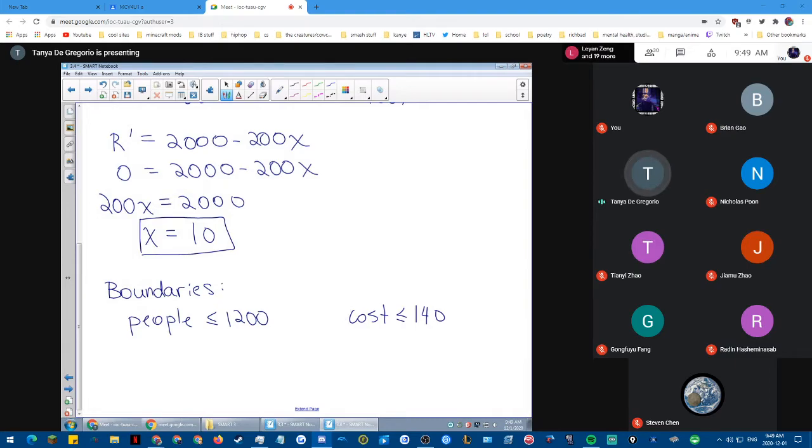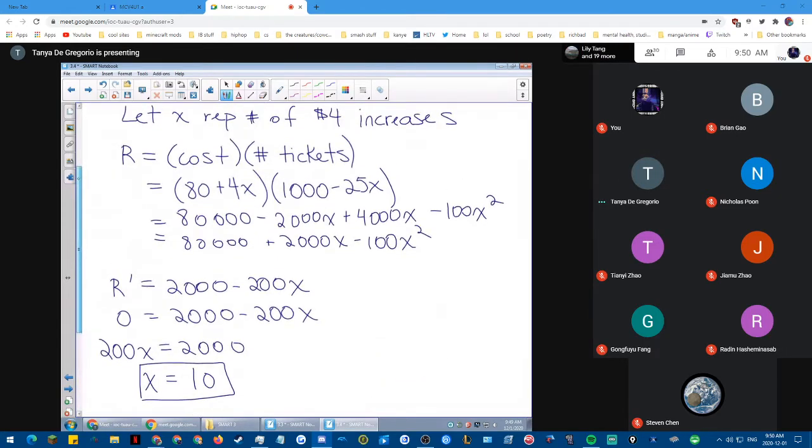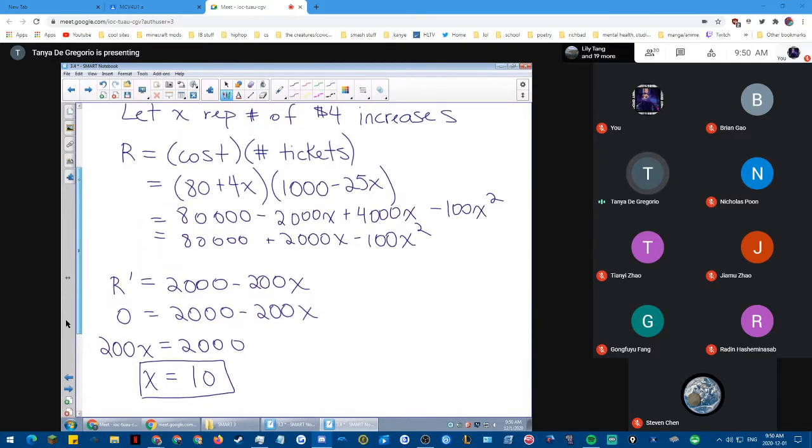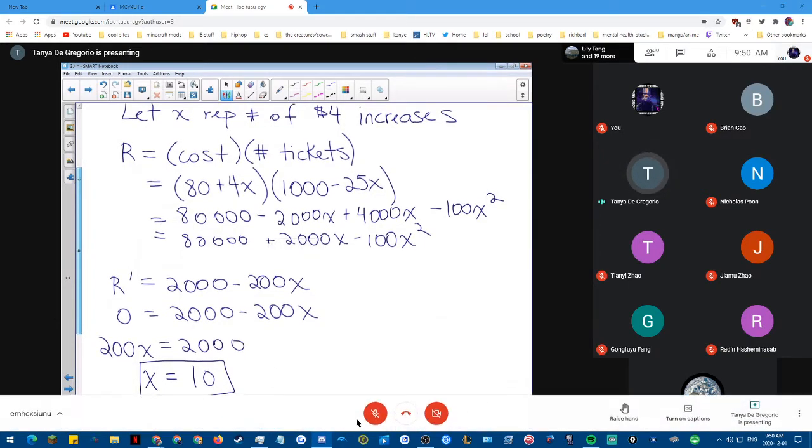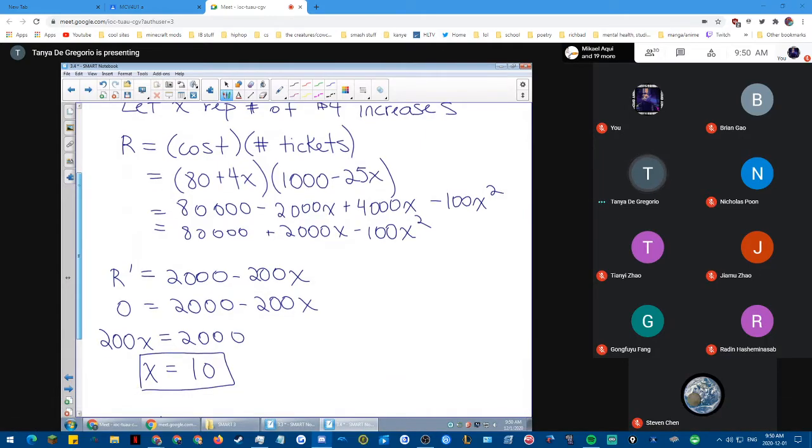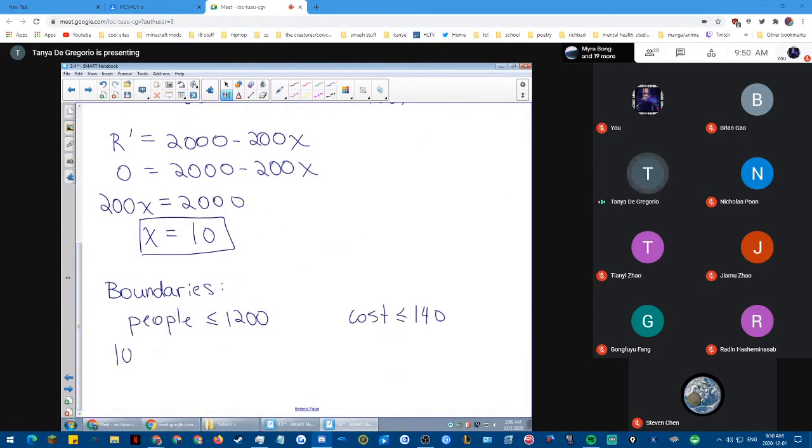Which equation represents the number of people that attend? Is it the 80 plus 4x or the 1,000 minus 25x? Which one represents the people attending? Yes. Good. And so that's your expression there, and now you can solve for x. The other equation represents the price, the ticket price. So that's our cost. And again, just solve for x.